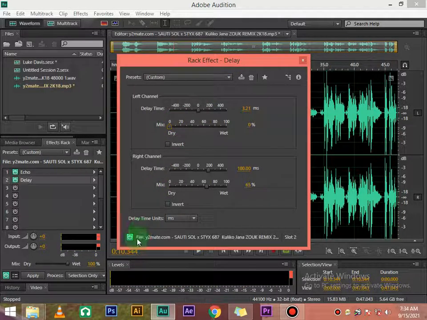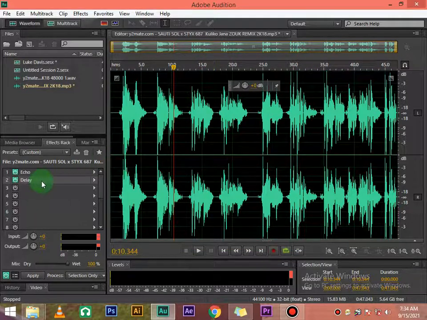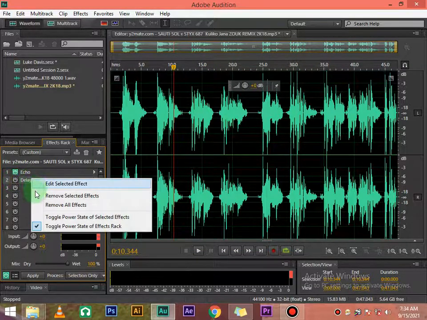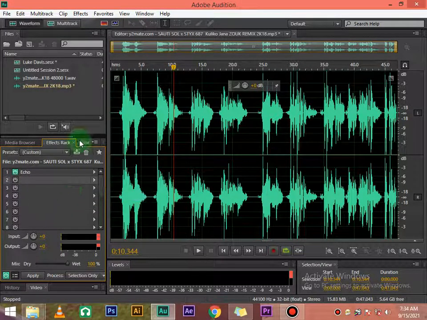So that is it. You can also play around with delays if you want. But I don't want that effect on this chorus, so I'm just going to switch it off. You can also delete or remove the effect that you've just put. So you come to remove selected effects, and that effect will be removed.